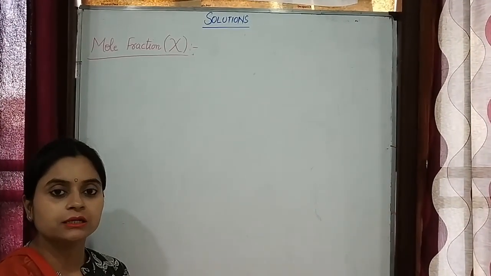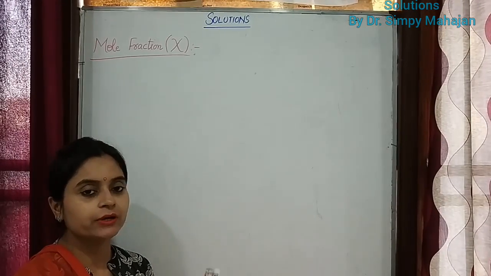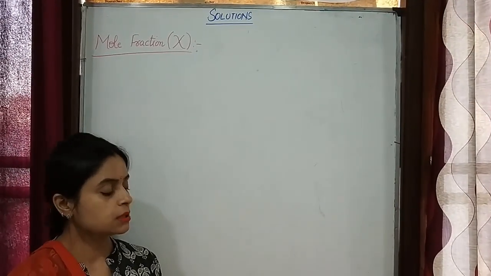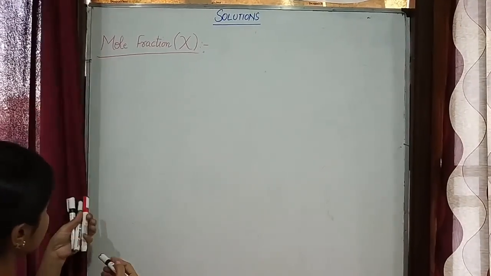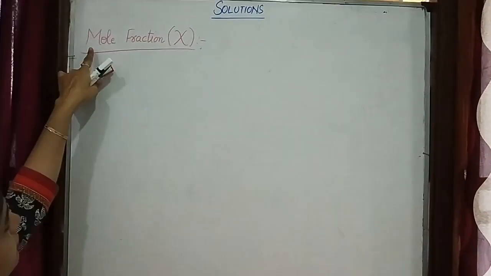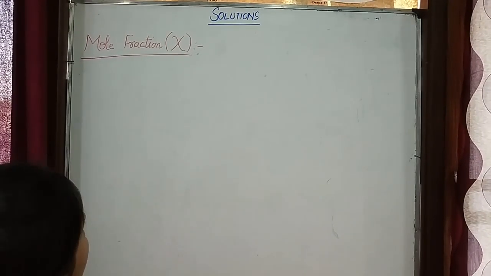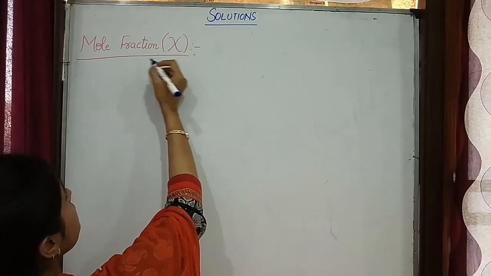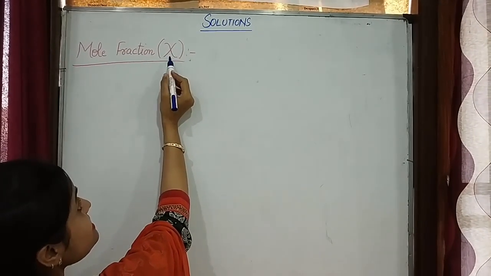Last time we started the solutions chapter, that is the second chapter of chemistry, and we did different concentration terms. Some have been left. So the next concentration term is mole fraction. Now what is mole fraction? Firstly, this mole fraction is represented by a symbol which is known as chi.